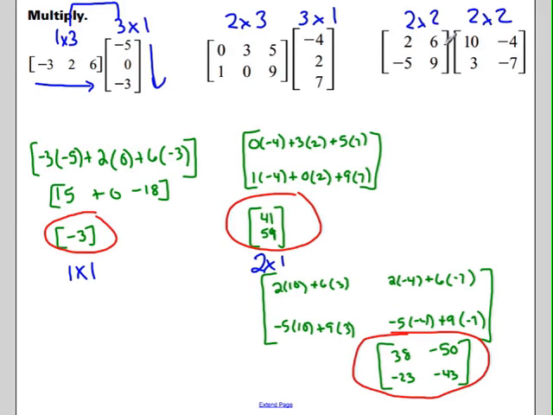What we do is we take the first row times the first column, and that produces the first row, first column number, which is 38. We take the first row times the second column, which produces -50. We take the second row by the first column. That gives us our second row, first column number, the -23. And finally, second row by second column gives us -43.